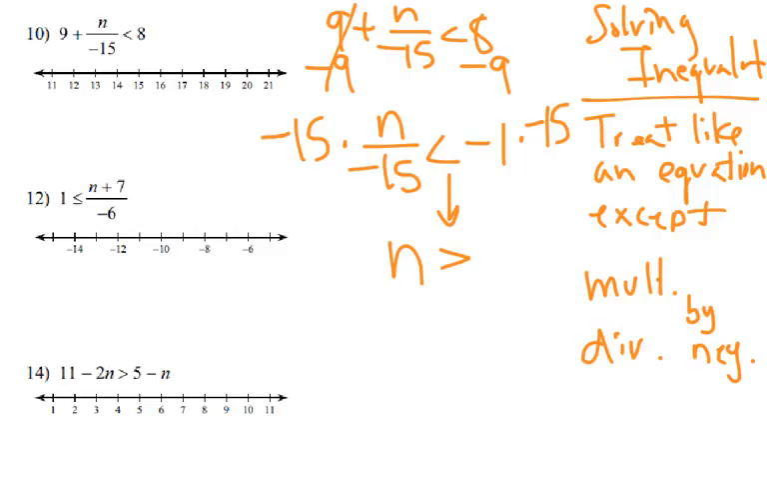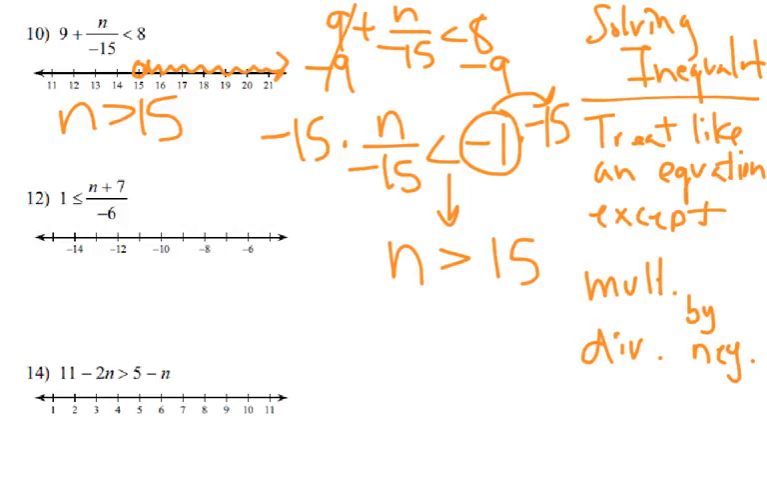The reason for that, this was a negative. Multiplying by a negative is going to change it to a positive number. Positive number is on the completely opposite side of 0. So because it's on the opposite side, you have to reflect that in your answer by changing the inequality's direction. So n is greater than 15. So at 15, hollow because it's not equal to, we're not including it. n is bigger, so we shade to the right. So there's our answer for that one.